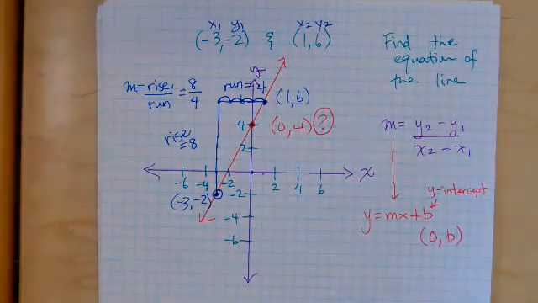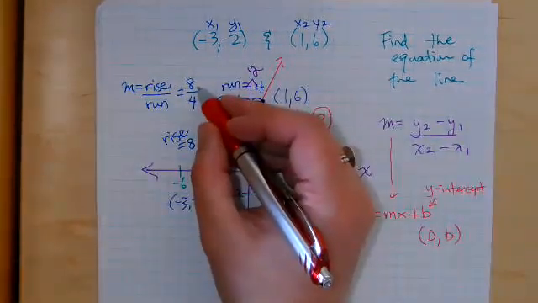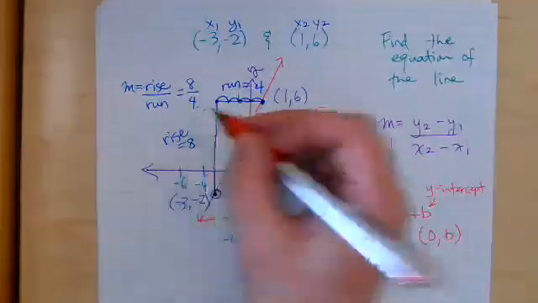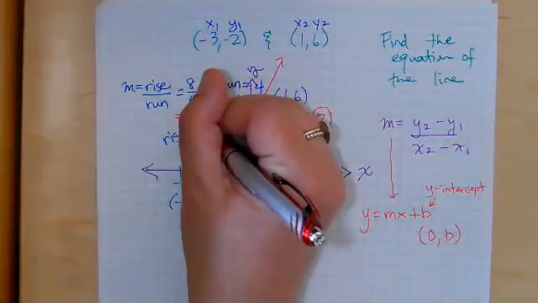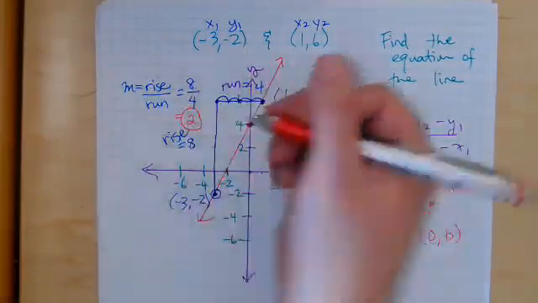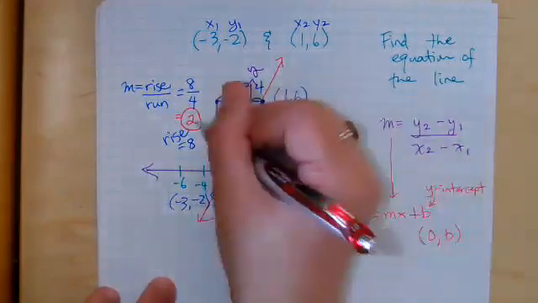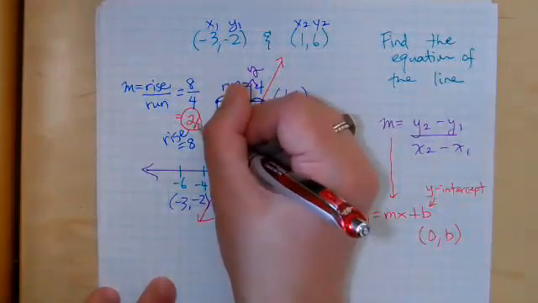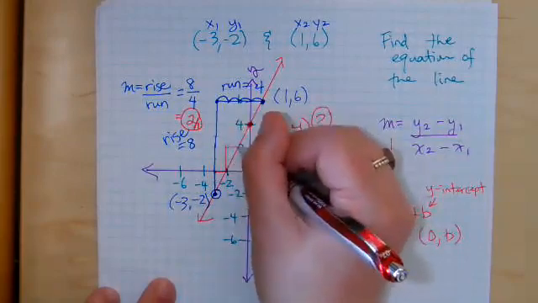How many times does 4 go into 8? Close, but the bigger number is on the top. 8 divided by 4 is 2. So my slope is 2. That means every time you rise 2, what's the denominator on 2? You run 1.